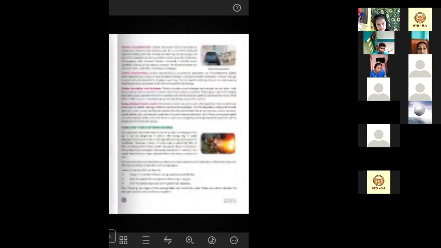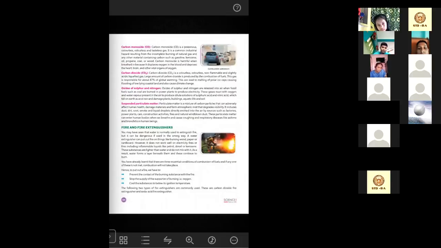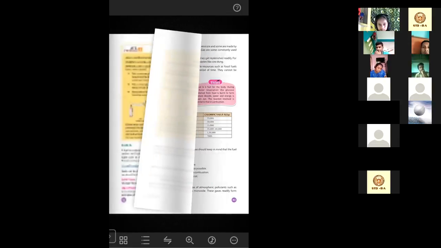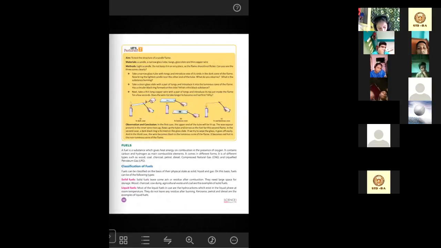In the next class, we will discuss fuels, because without fuel, burning is not possible. For burning or combustion, the presence of both oxygen and fuel is equally important. So we will start fuel in the next class.